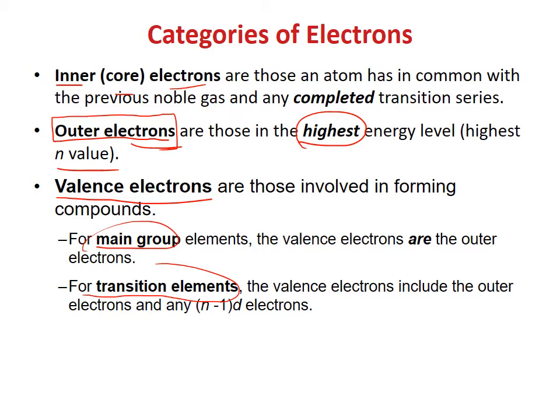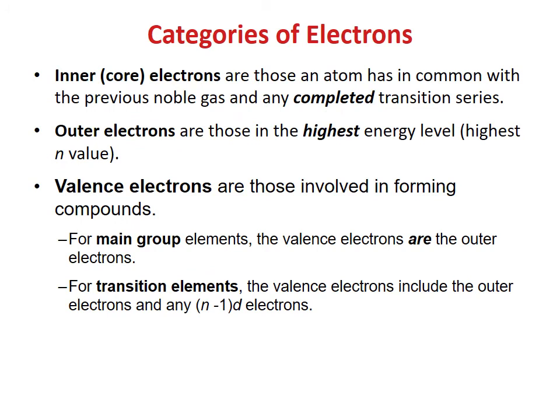For example, the first transition metal, scandium, the electron configuration is 4s2 and 3d1. So these added together are the valence electrons. I want to mention that if d or f orbitals are full, then they usually do not contribute to the reactivity, so they are not counted as valence electrons.